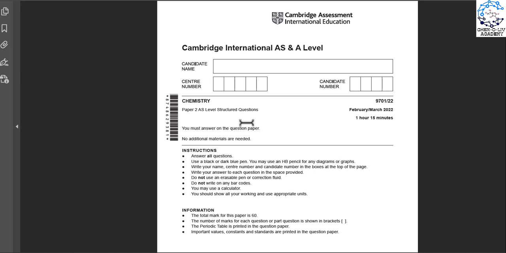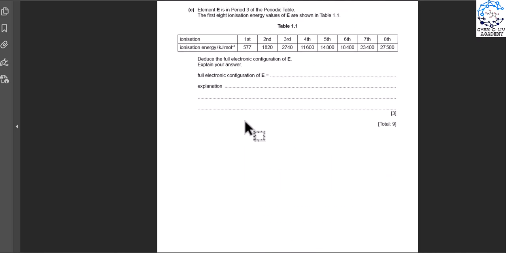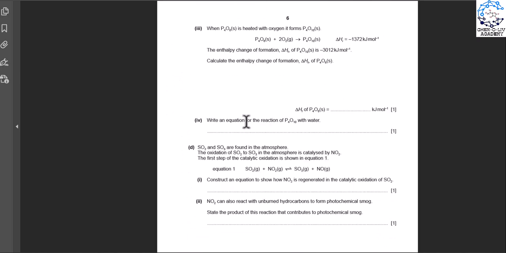So from this paper, we are going to discuss the major portion of your syllabus, which is organic chemistry. So we are discussing chapter wise, and now we are discussing organic chemistry. We will do all the problems of organic chemistry. Let's see what the problems are here.